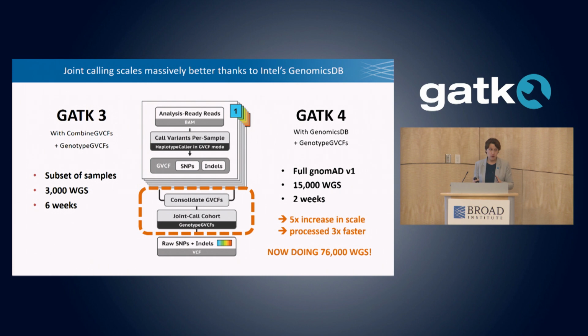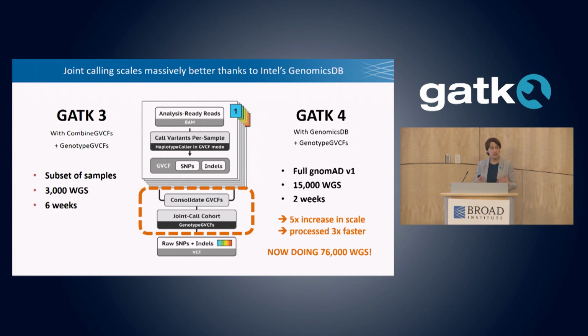With the GATK4 improvements, you can see that with Genomics DB, which was contributed by Intel, we were able to do the full version 1 of the gnomAD dataset, which includes 15,000 whole genomes, which is an enormous amount of data, and we were able to do that in just 2 weeks. So that represents a 5 times increase in scale, and that was processed 3 times as fast. So it's a really big improvement in terms of how this workflow can scale.